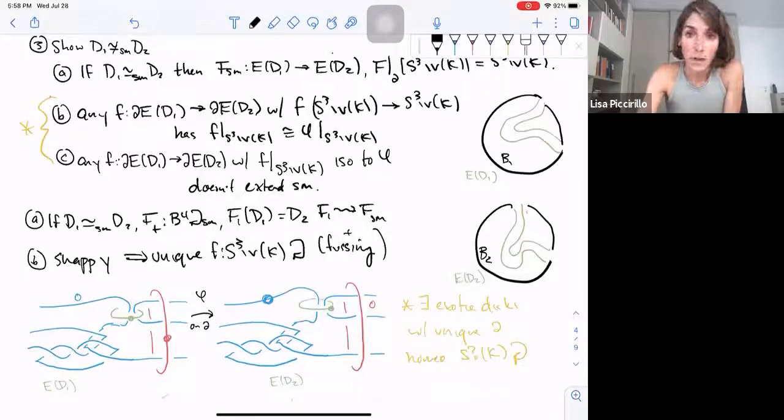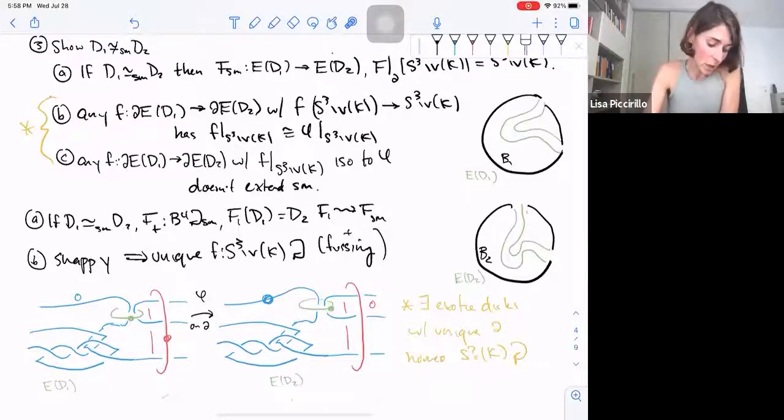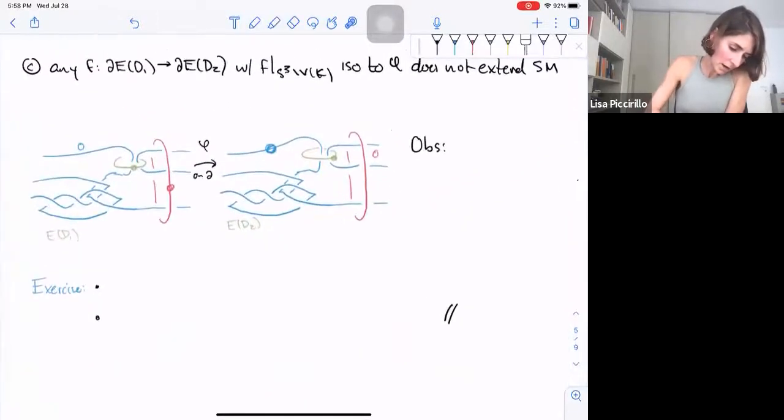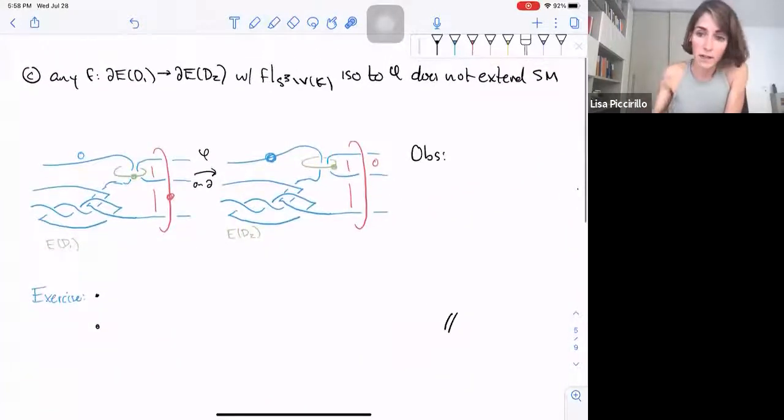So the real thing that I want to spend a minute talking about is item C. If we had a homeomorphism from the boundary of this to the boundary of this that respects the partition and which does what my phi does away from the green curve, then it can't extend to a diffeomorphism of the complements. So there that is stated again.